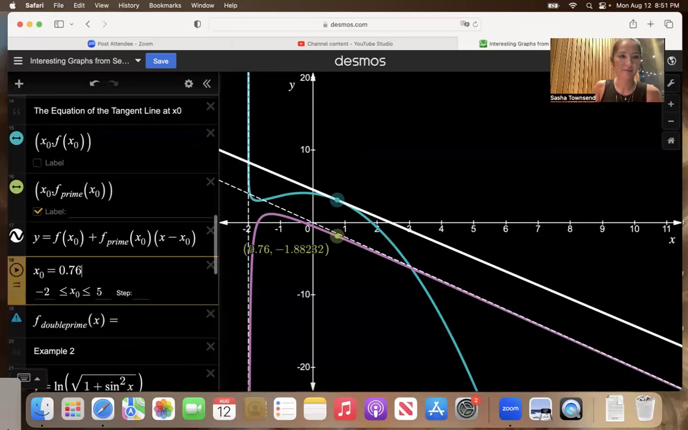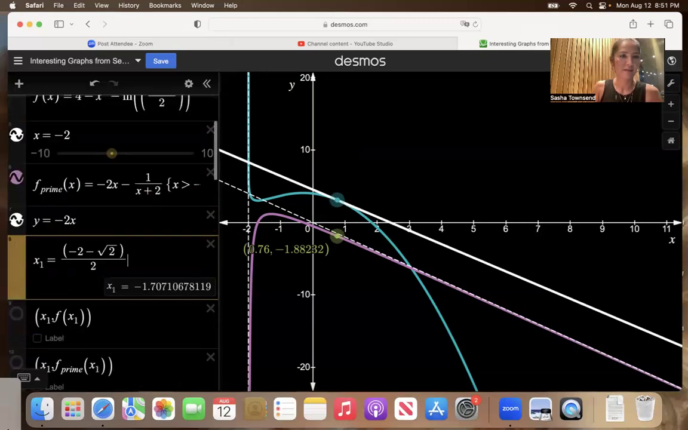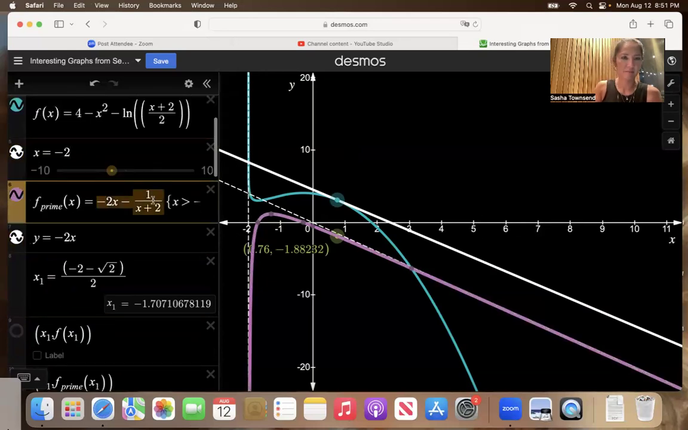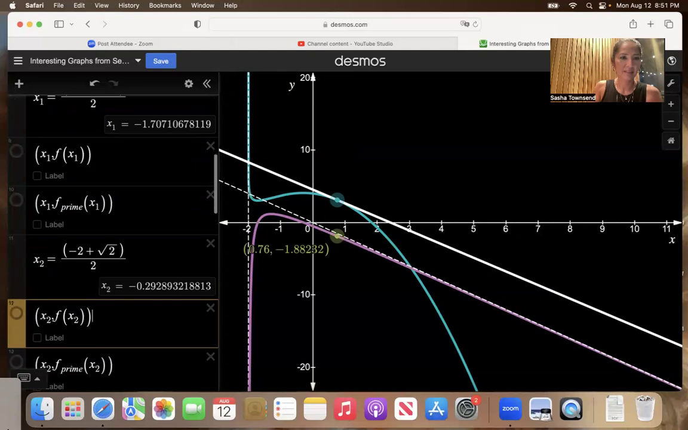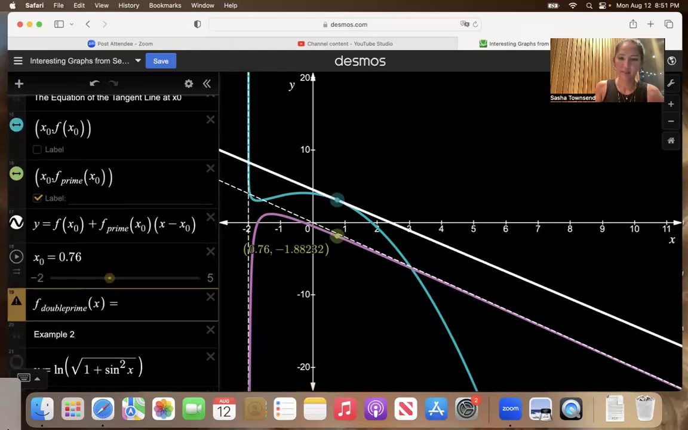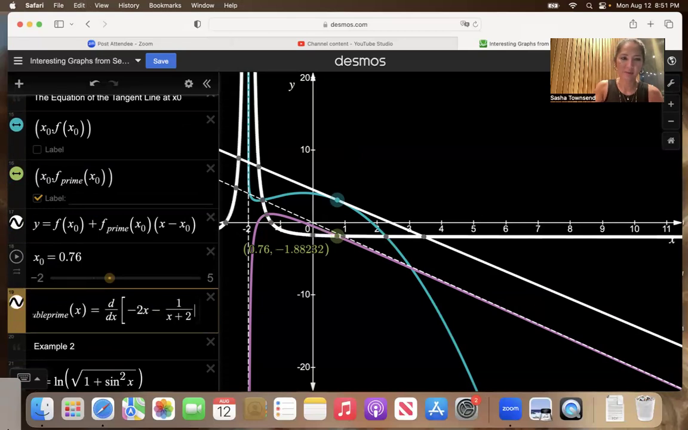Okay, now for our second derivative, we're just taking the derivative of the first derivative. Now the first derivative in unsimplified form is this. So I think I'd like to just take the derivative of that. So we're taking the derivative with respect to x of that expression.